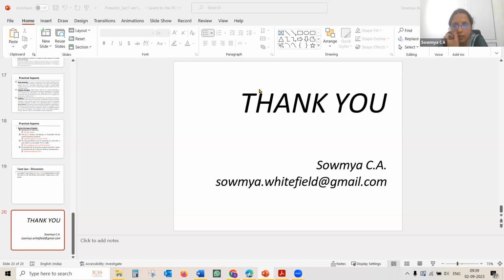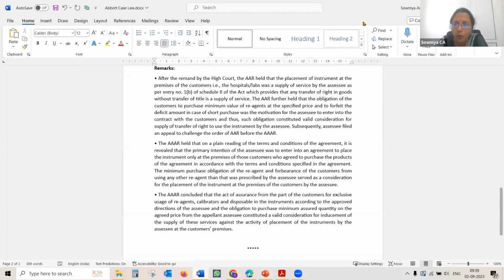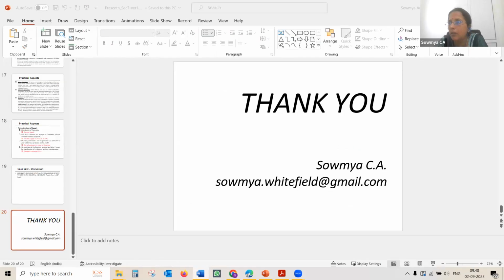They are saying the consideration will be the consumables and other things that they supplied. I don't know how exactly they will be charging it, but initially they said a composite supply, and finally they concluded it is a supply under Schedule 2(1)(b), where it will be a supply of service. So probably because there is no consideration that is charged for the instrument per se being kept at the hospital.